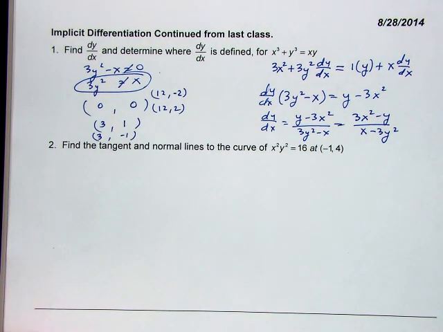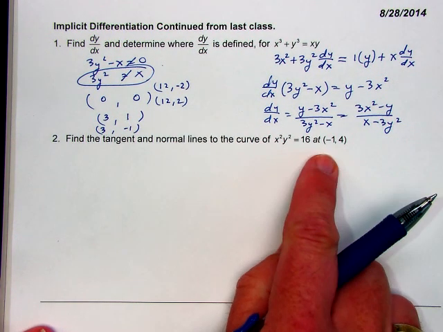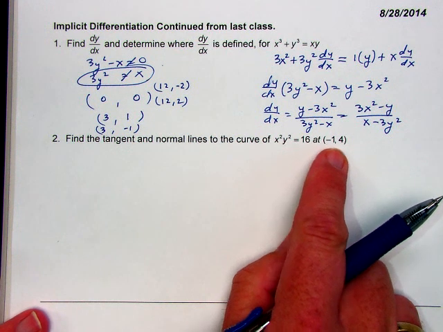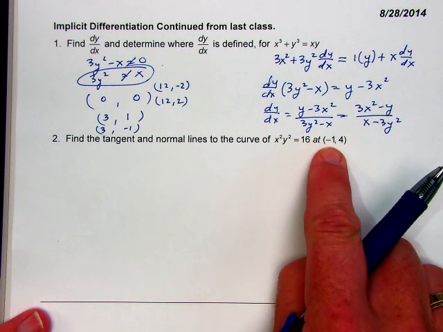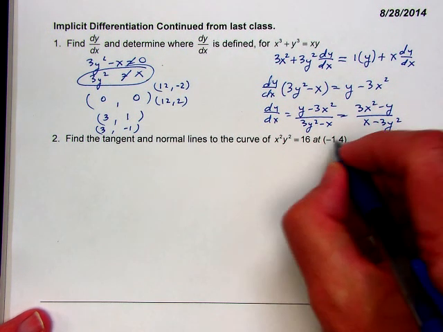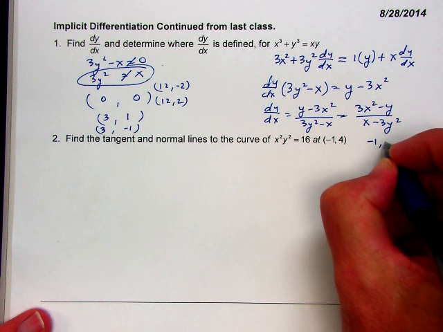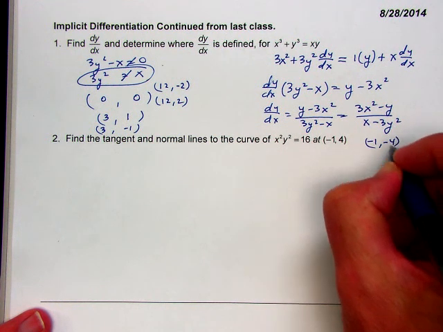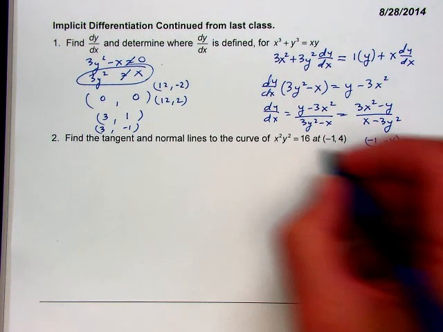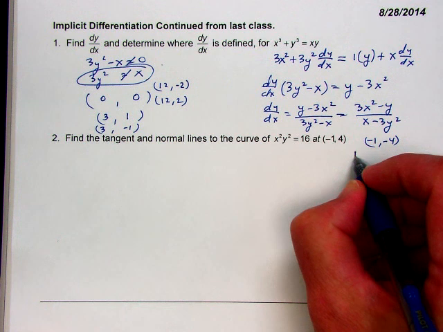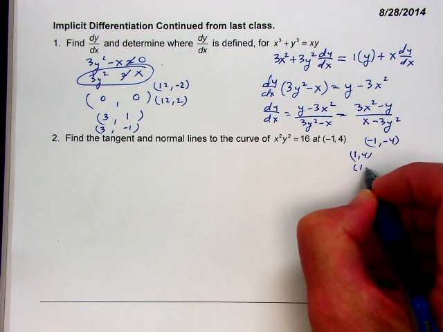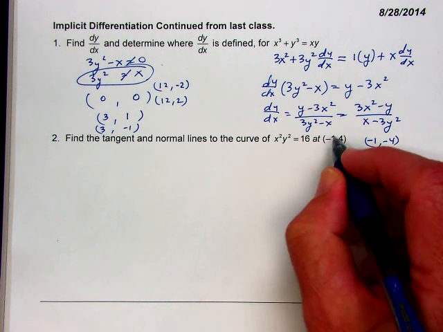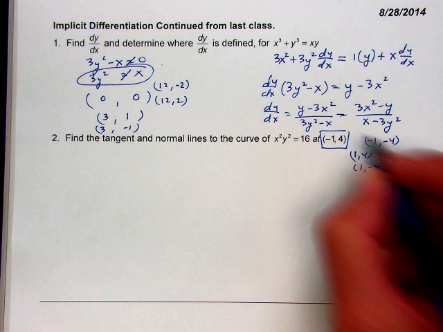Number 2 says, what are the tangent and normal lines to the curve? I want to point out, by the way, this is just one point. When x is negative 1, y could also be 4. Another point that's on this curve is (1, 4) and (1, negative 4). But the only one we are going to find the normal and the tangent lines to is that point.